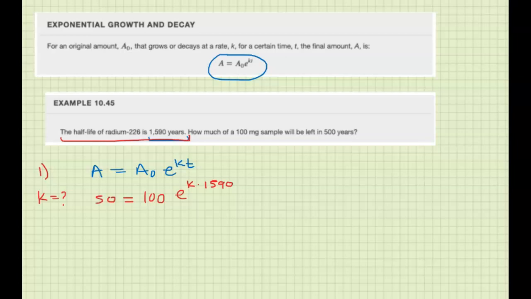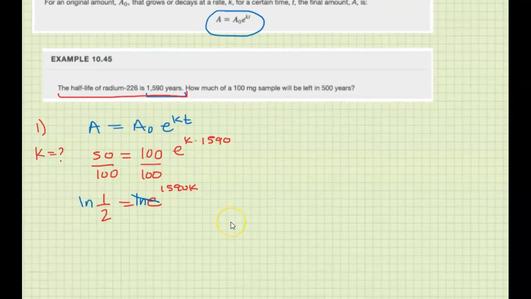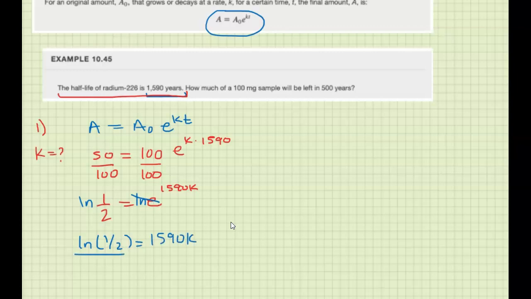Okay, so we have this equation, and we can find what k is. We can find what the decay constant is. So we're going to divide by 100. We have 1/2 equals e to the 1,590k. Now we take log of both sides, cancel out the e. We have log of 1/2 equals 1,590k. Divide by 1,590. We get k equals some number. Let's figure out what it is.